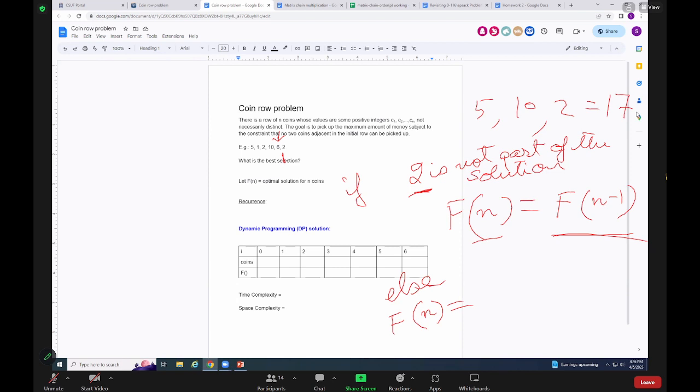Then 2 is a part, right? So it's 2 plus something, right? Then is it 2 plus what? And what was that? F of n? F of n includes 2. So now you're breaking up. You cannot do the f of n minus 1 because if you pick up 2, you cannot pick up 6, right? F of n minus 2.